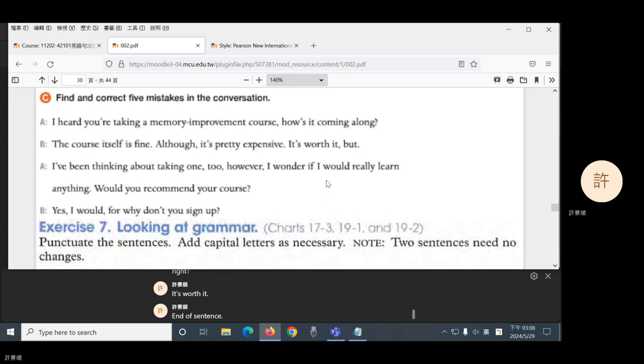A, I've been thinking about taking one too; semicolon or period. However, I wonder if I would really learn anything. Would you recommend your course? B, yes, I would. Okay, so four introduces a reason, but in this case, the reason comes in front, right? The reason is, yes, I would recommend the course. The effect is, why don't you sign up? So this should be so. Yes, I would, so why don't you sign up?